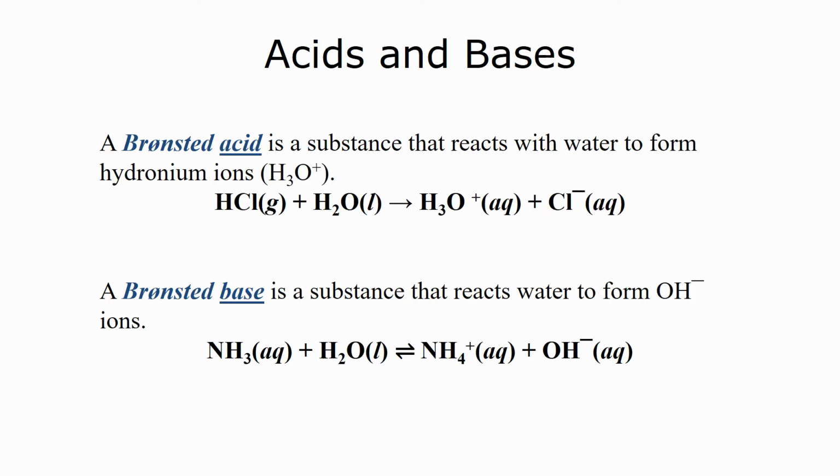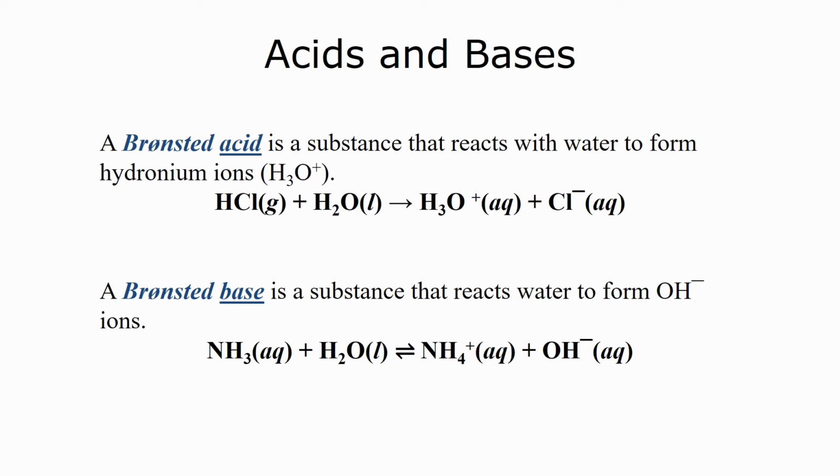But a slightly different definition is the Brønsted definition of an acid and base. Now the Brønsted acid is pretty much the same thing, except now we're defining it as something that reacts with water to produce hydronium ions, which is the same thing as a simple hydrogen ion in water, except now we're showing it actually attached to the water molecule. Now, a Brønsted base is a substance that will react with water to form hydroxide ions, and a great example of this is ammonia.